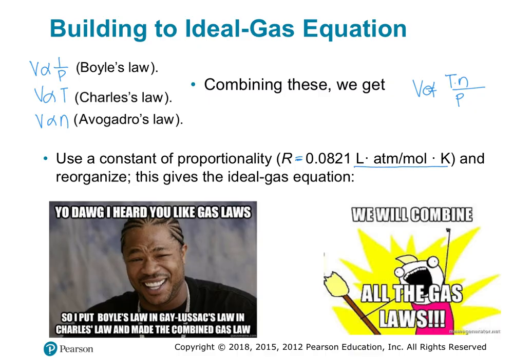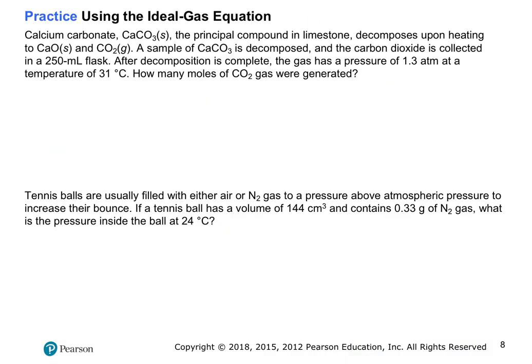And so we reorganize it to get this equation. Pressure times volume equals moles times the proportionality constant times the temperature in Kelvin. So this constant here has all of the units of all of those variables in it, which will cancel out as we need it to. So let's practice with it.